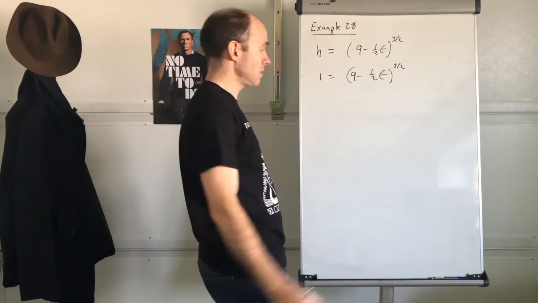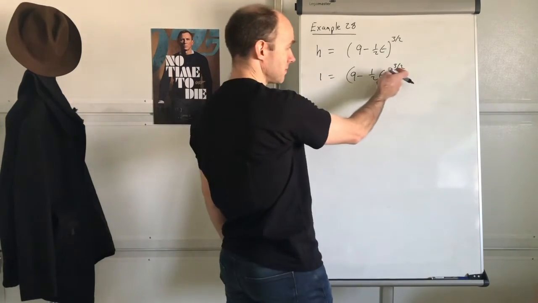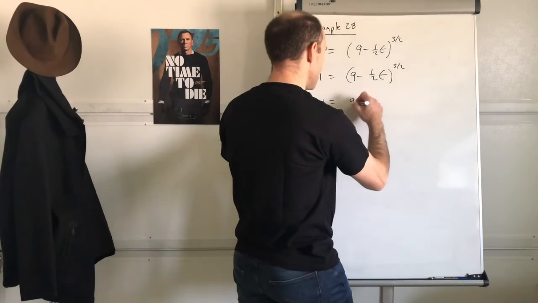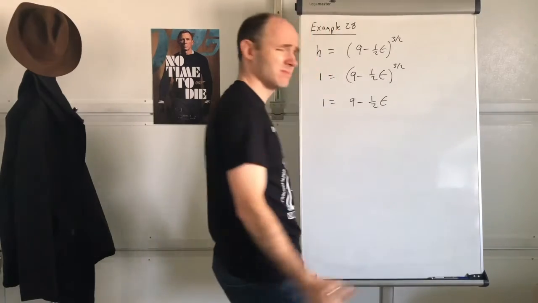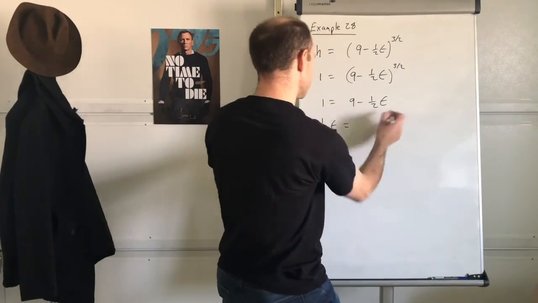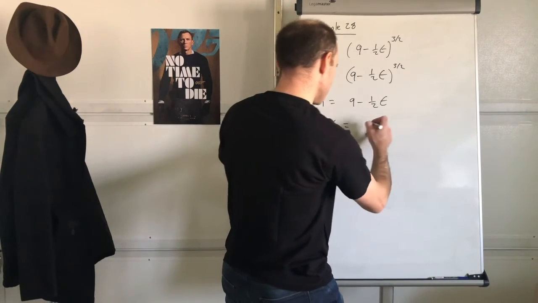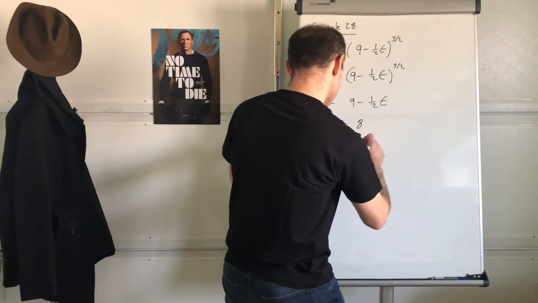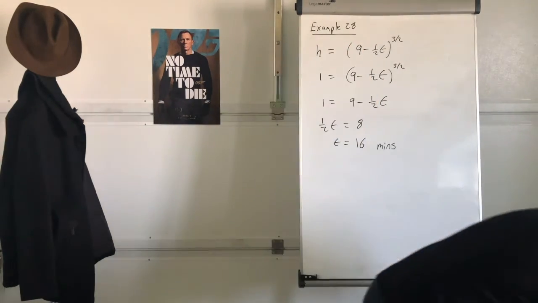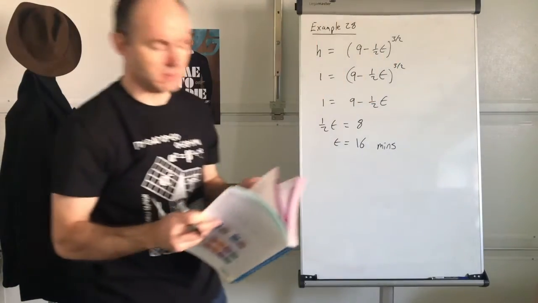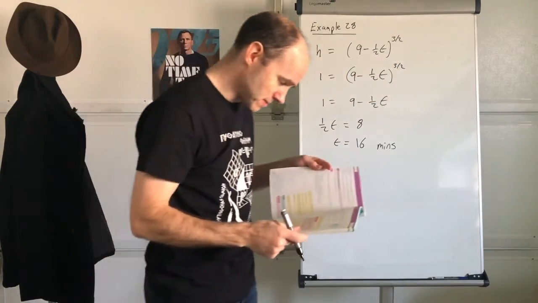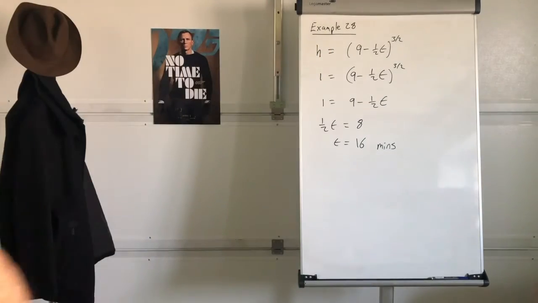Oh, come on. 1, really? Cube root of 1, square 1. It's just 9 minus 1/2 t. Couldn't be any easier. So 1/2 t is equal to 9 minus 1, which is 8. t is equal to 16 minutes. Let's just check that it was t in terms of minutes. Yeah, t minutes. So that's it. That is the question. Let's make sure I've got all that.